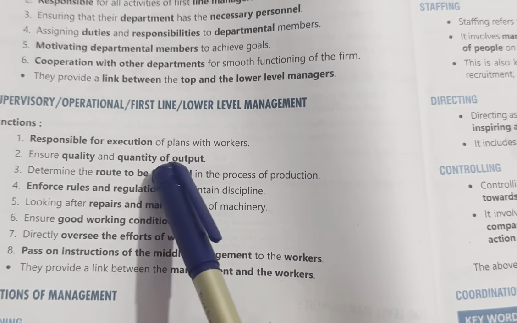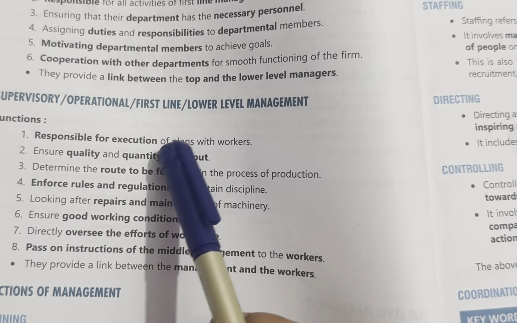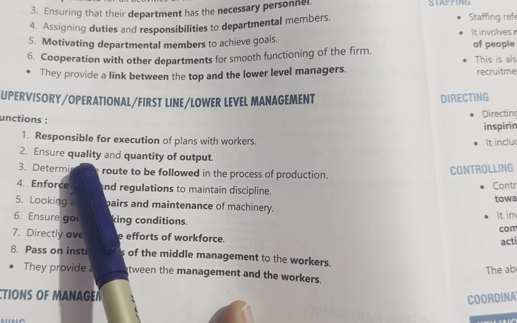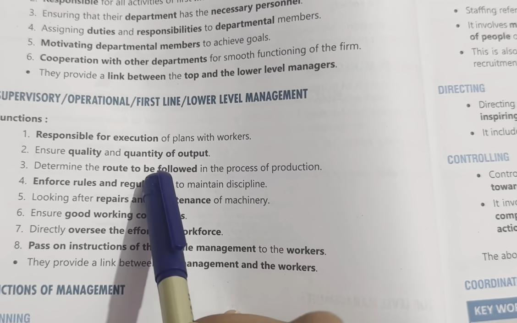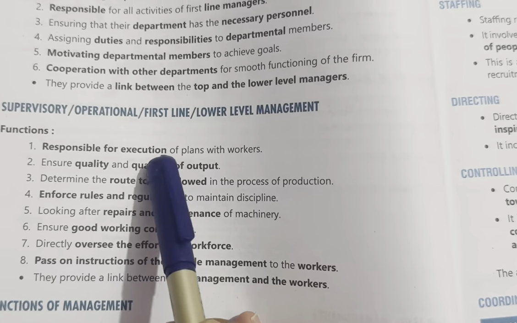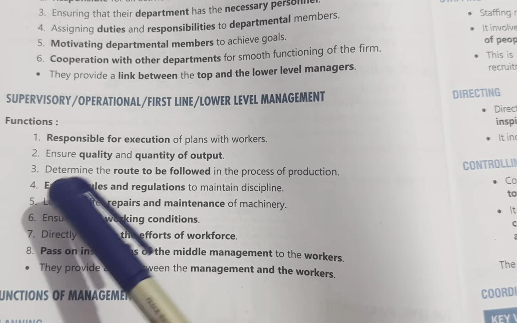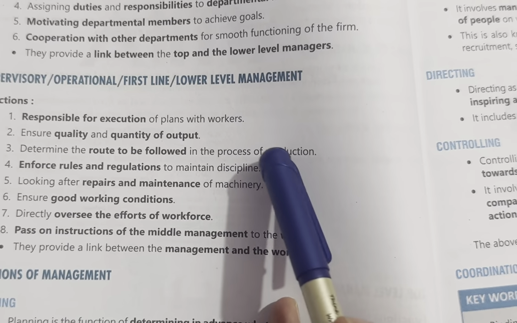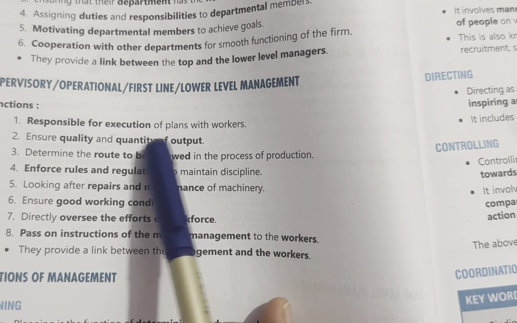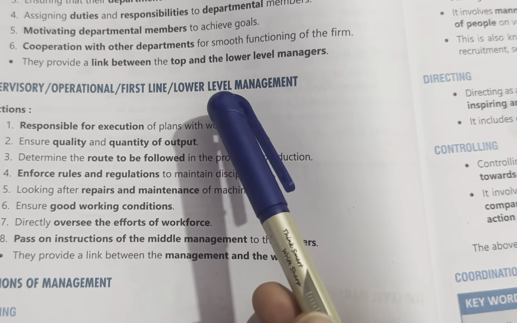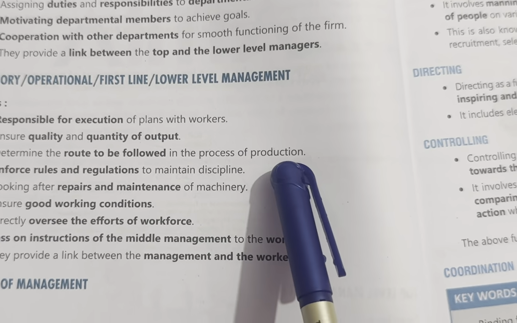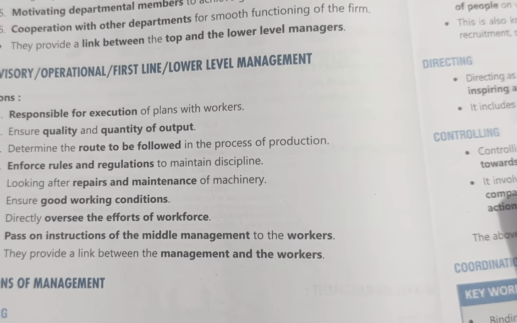Ensure quality and quantity of output, means whatever output is produced by the workers, to ensure that the quality and quantity of that output is fine, or we can say is fair. Determine the route to be followed in the process of production. Here route to be followed means the way. To determine the way to be followed in the process of production means how the production is to be done.